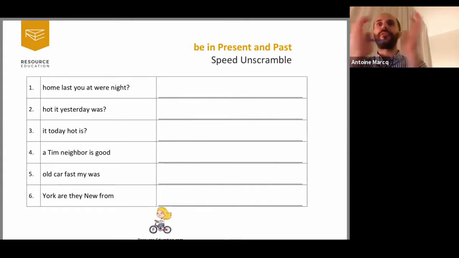Here we're assuming that they've already done be in present, they've already done be in past, and now you're trying to automate both. So you see it works the same. Home last, you at, were night. Were you at home last night? Hot it yesterday. Was it hot yesterday? It today hot. Is it hot today? It's challenging, it's fun.